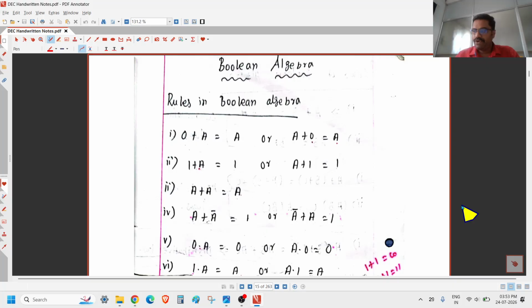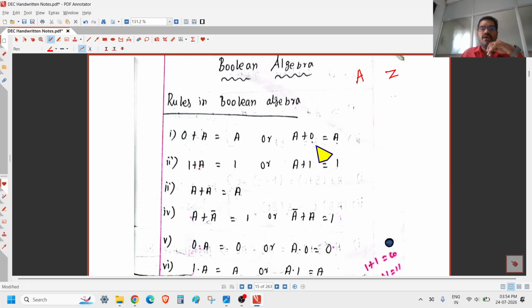Before entering the problem, first we have to discuss the rules of Boolean algebra. Here I have listed some of the basic rules of Boolean algebra. One major thing: wherever I mention a, it is a variable. It is not only a to z; whatever the term is, it is called a variable. So please remember that.